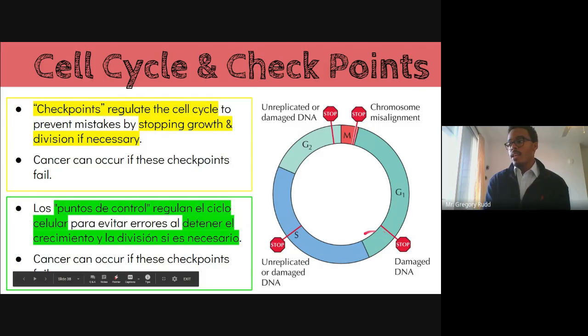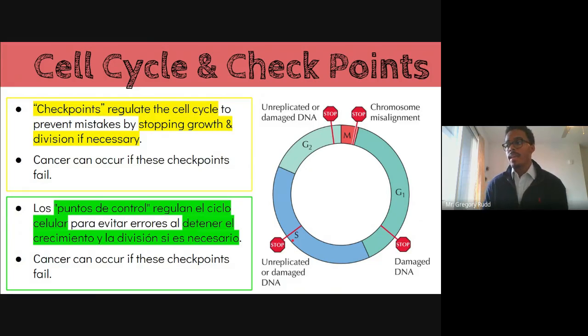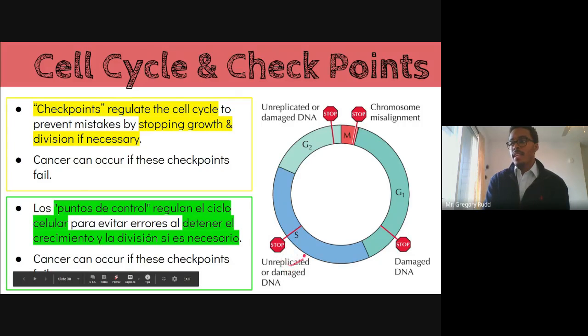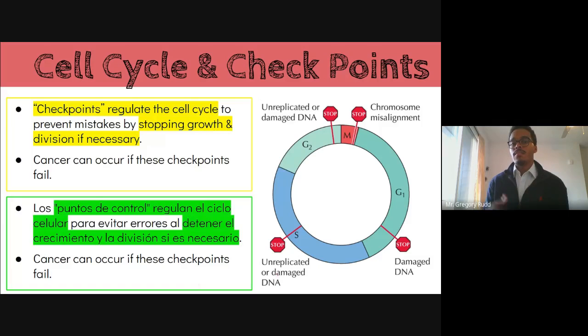If everything is good here in G1, then we go on to the S phase. We go into synthesis, where we're making a copy of the DNA. After the copy is made, we need to ask another question. Has some of the DNA failed to replicate, or was some of it damaged during the process of replication? If the answer is yes to that, then we can't make a copy of this cell. We need to go ahead and send this cell into apoptosis.